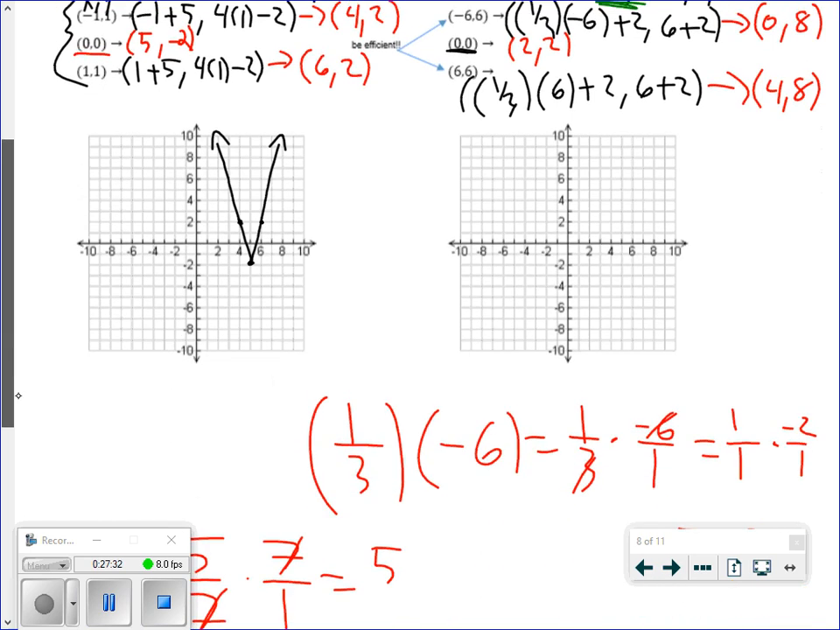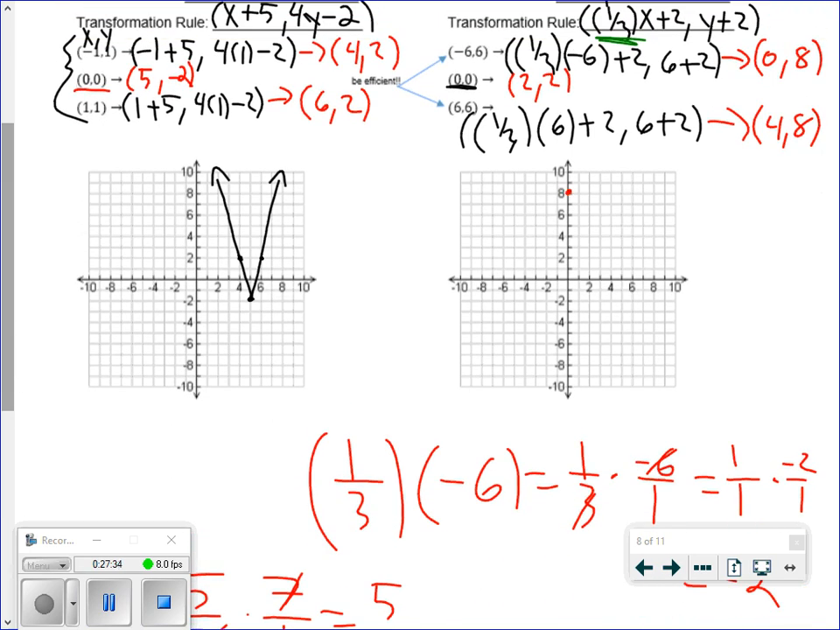We're just going to go ahead and plot these points: 0, 8, 2, 2, 4, 8. Remember, the absolute value graph is a big V, it's straight lines. So draw straight lines from the vertex out to both of those points. And that's what you get.